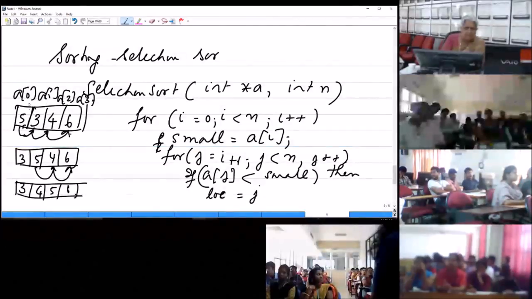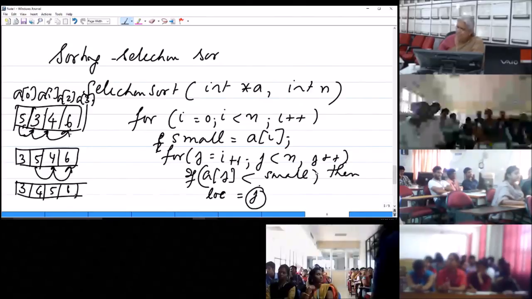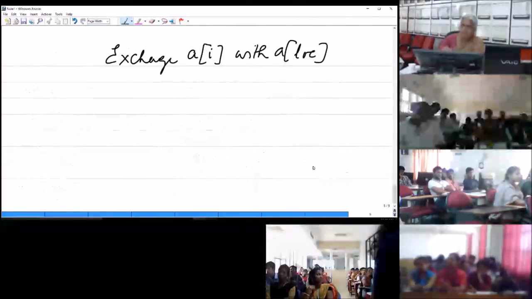3, 4, 6. Amongst these, which is the smallest element? 3 is the smallest element. Where is its location? At 1. Therefore, J will give me the value of 1. Then what do I do? I simply exchange the values of these two.